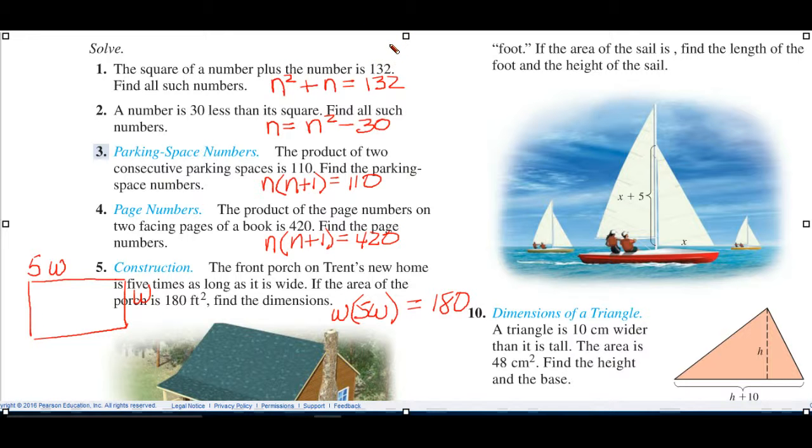So we'll do this in steps. This should be your equation that you developed from just reading the problem. And here I would suggest a diagram. Length times width. And the width is W, the length is 5 times the width. So there is your equation. So we'll pause, we'll put these in standard form.